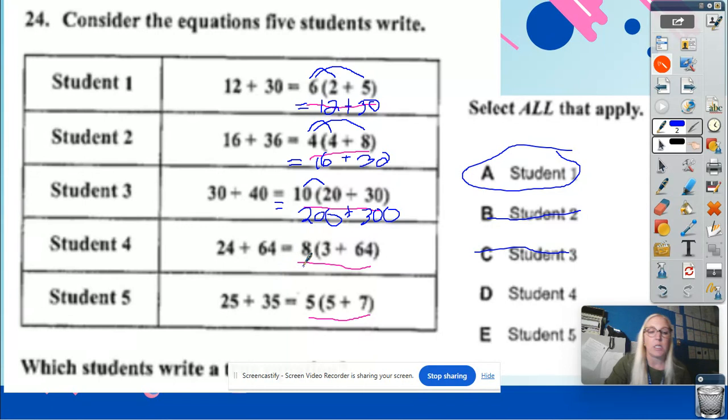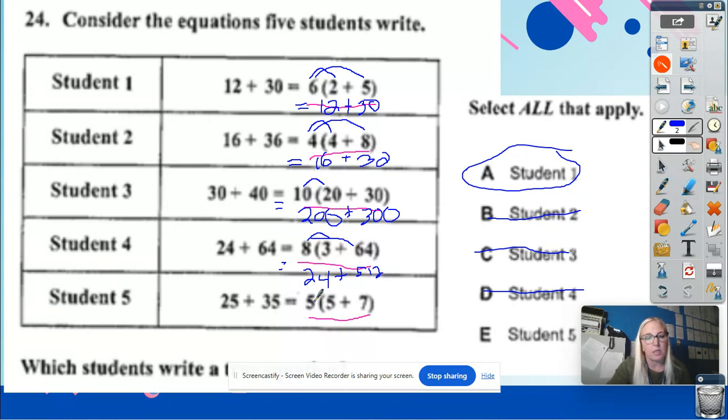All right, let's look at student 4. 8 times 3 is 24 plus 8 times 64. Let me pull out my calculator because this is a calculator section. 8 times 64, and that is 512. Let's see if the statement is true. 24 plus 64 equals 24 plus 512. Nope, D is not true.